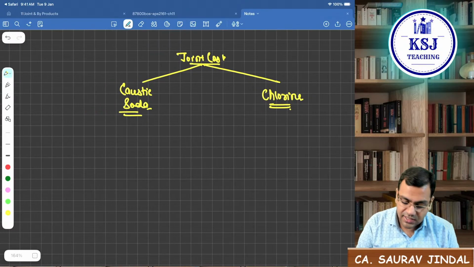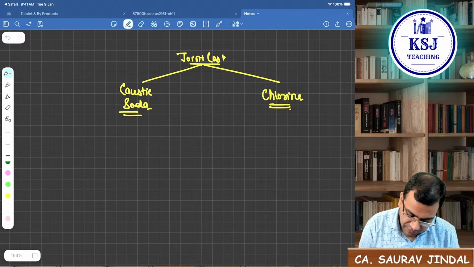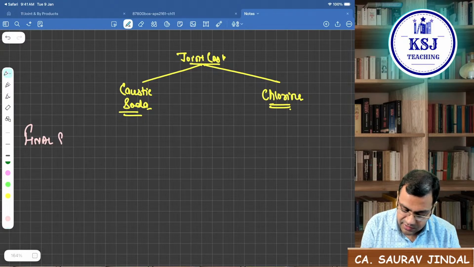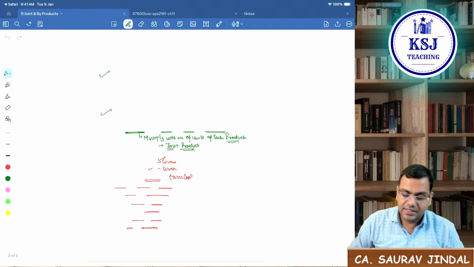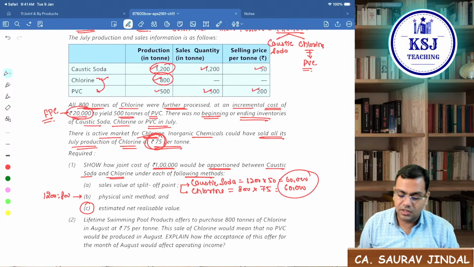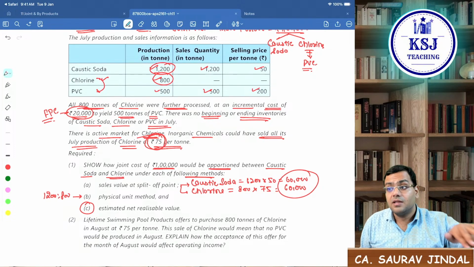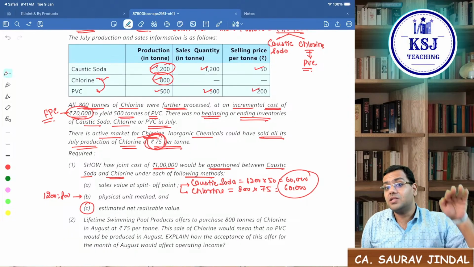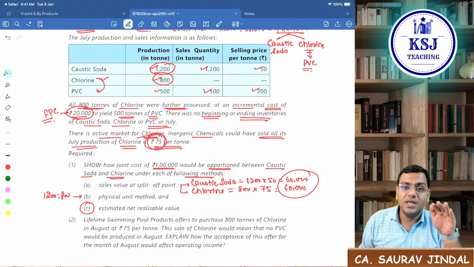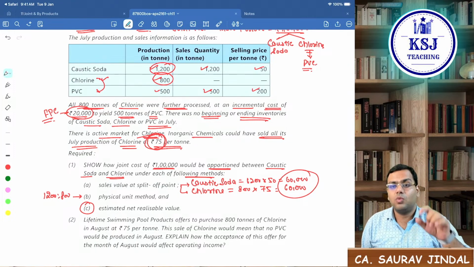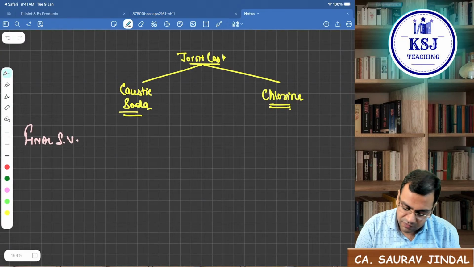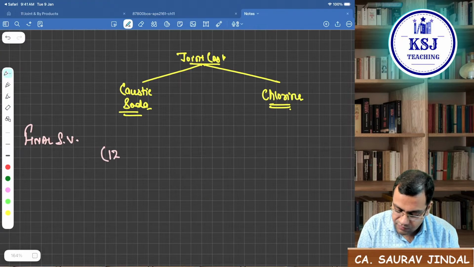What is the final sales value? For caustic soda, what will be the final sales value? Is there any further processing being done on the caustic soda? No, sir. The caustic soda is being sold at the split off point. So in case there is no further processing, whatever is the split off point, that will be the final sales value. So for caustic soda, the final sales value will be 1200 multiplied by 50, that is 60,000.